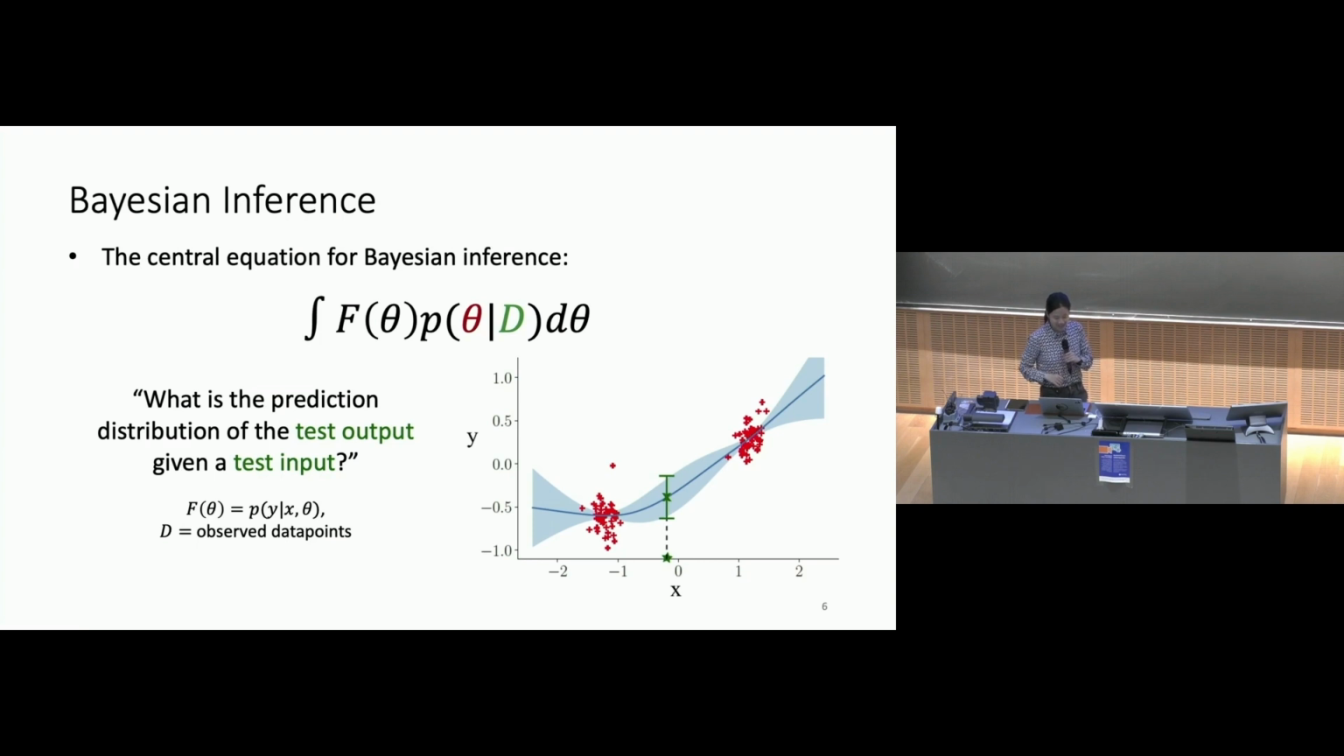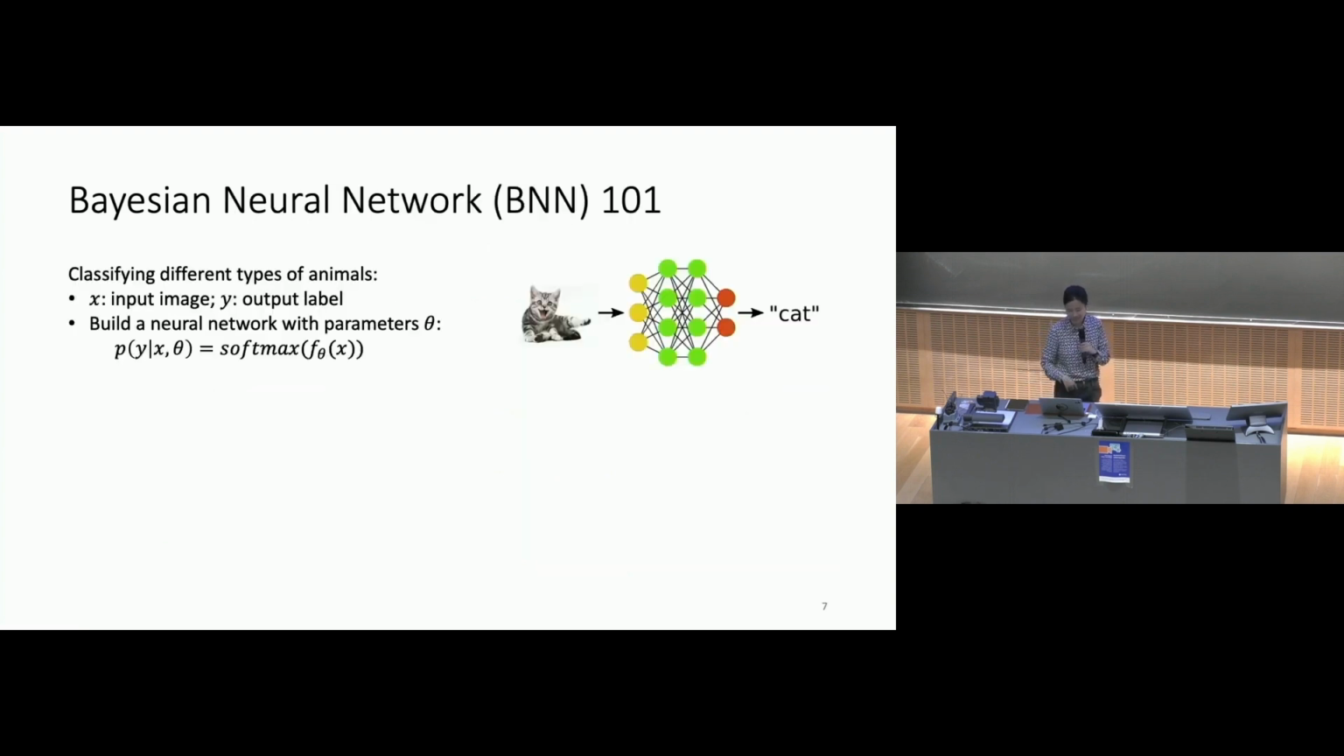Okay? So hopefully this is clear for the general setup, but now I'm going to tell you what exactly a Bayesian neural network is. Okay? So let's imagine that you're going to classify different types of animals. Usually, you're going to build a neural network, and because this is classification, you're going to use a softmax activation function for the last layer, which means you're going to have a categorical distribution for your model.